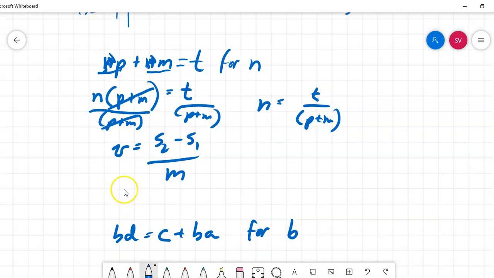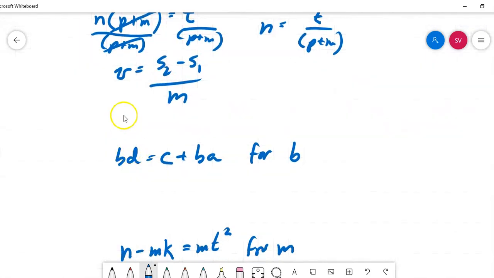Okay. Now let's take a look at V is equal to S2 minus S1 over M. Why don't we solve for S2? So how do we do this? Well, we've got to get the M and the S1 over to the left. The m is attached by division on the right, so I have to multiply it. The m's cross cancel, so I get mv is equal to S2 minus S1.